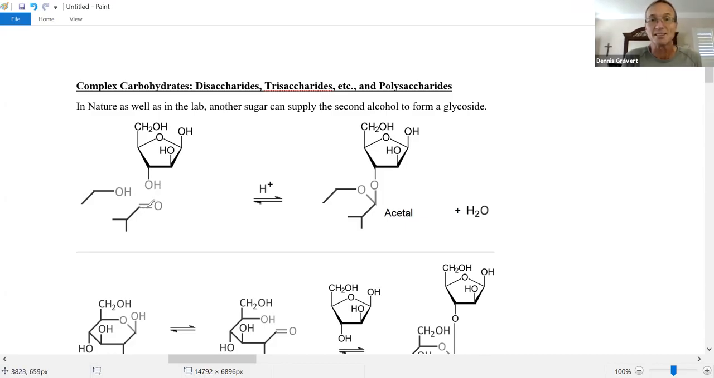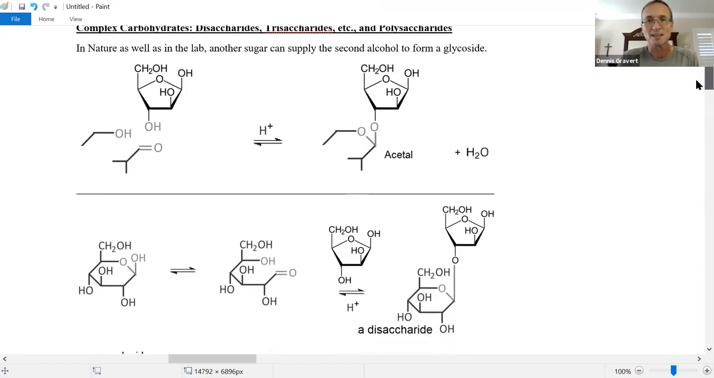You're going to take an aldehyde or ketone from one sugar, a second alcohol from the same sugar, and a second alcohol from a different sugar. You still have the aldehyde or ketone, two alcohols that make the acetal linkage. We just have some extra decorations. So the second alcohol brings in a second sugar, just copy and paste it over. And here's the acetal linkage, we're good.